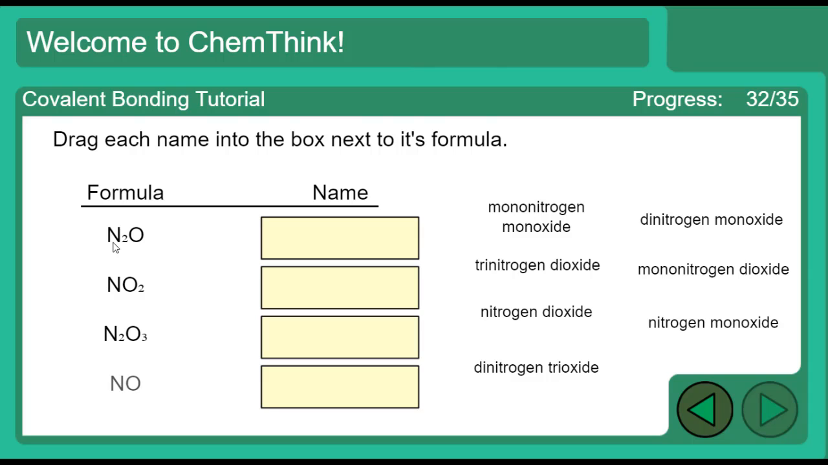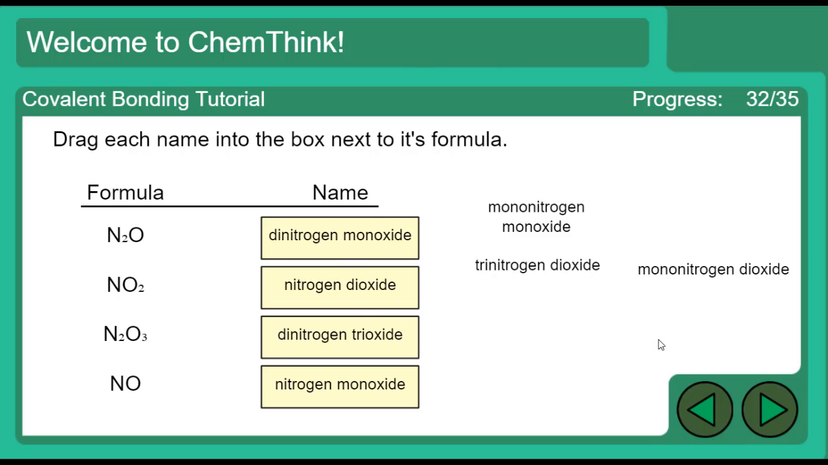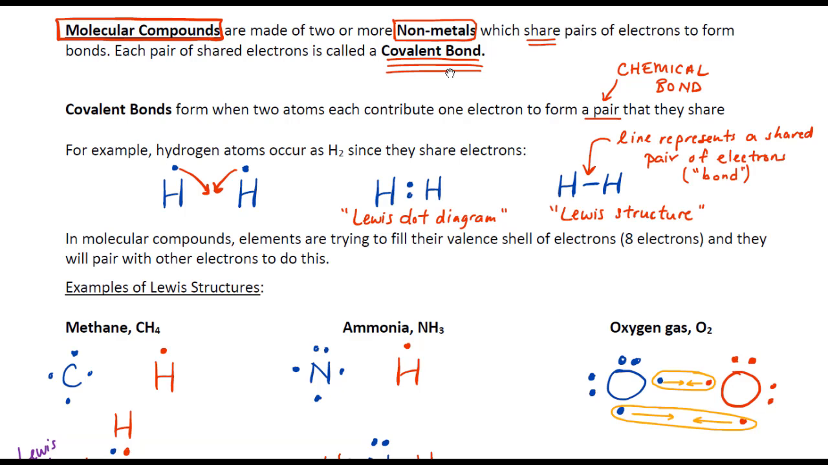So what do you want to call this one? N2O. You're going to run through this animation, you're going to grab your answers and drag them over. The animation is not going to let you go to the next slide until you've got the right answers. So now that you've seen a covalent bond, the sharing of electrons, covalent bonds are going to form molecular compounds or covalent compounds.